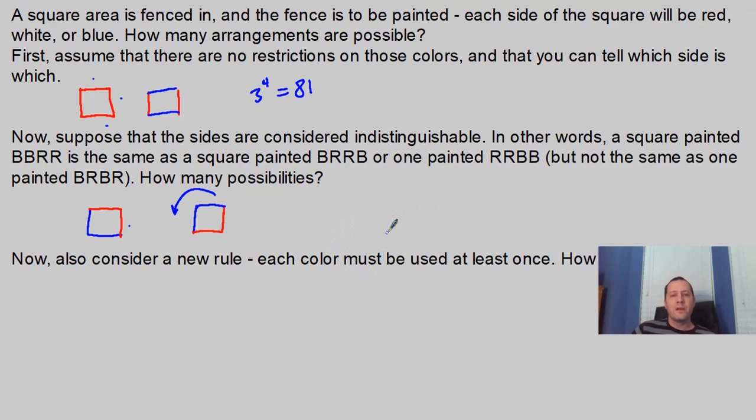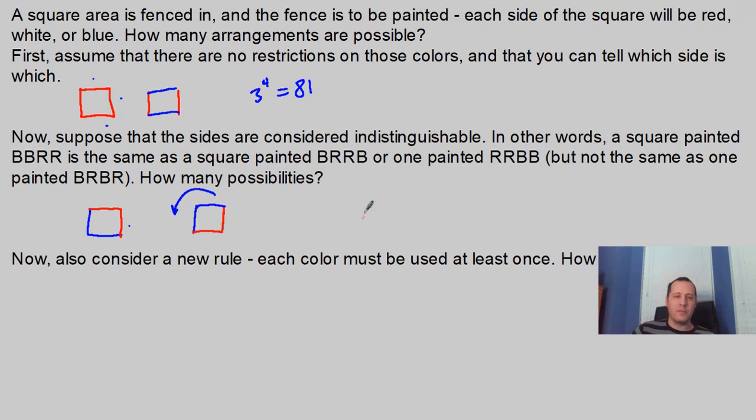Okay? So this is a tougher question. And remember, we have three choices for each side. So you might start with that 3 to the fourth equals 81, but then you have to ask yourself, how many did I double count, right? These would be two different painting combinations up here in these 81 possibilities, but I don't want to count them as two different ones.